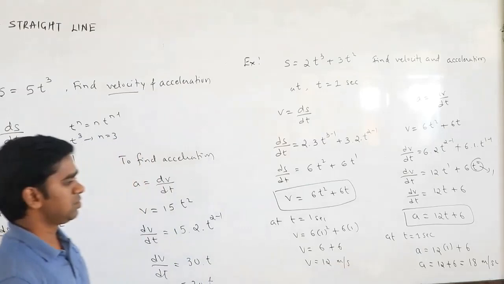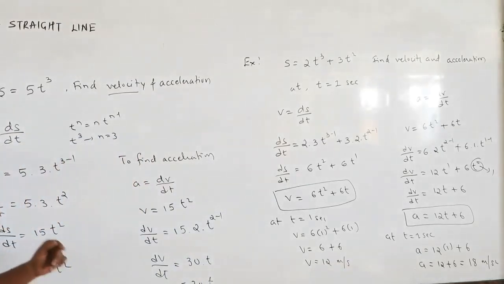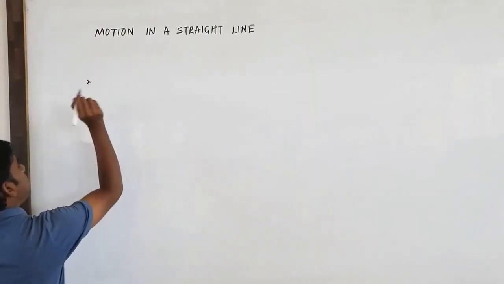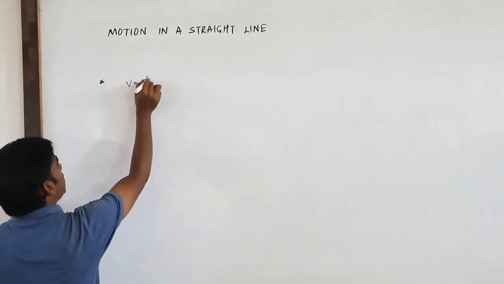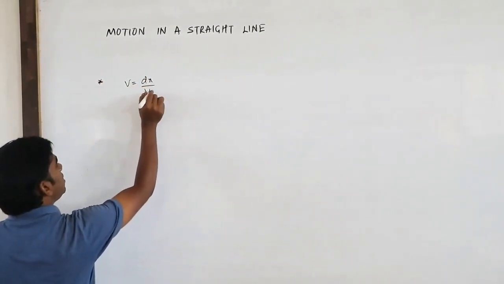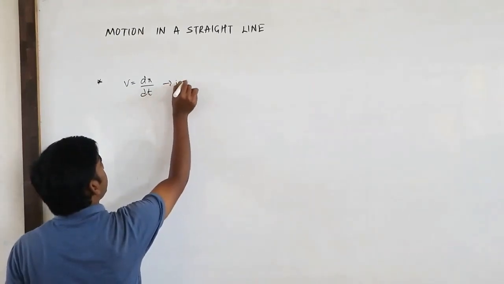Okay, so this is how you can calculate the velocity and acceleration when they are given the equation of displacement, which is the variable of time t. So one more very important difference I have to tell you. This v equals to dx by dt. What it is? It is instantaneous velocity.